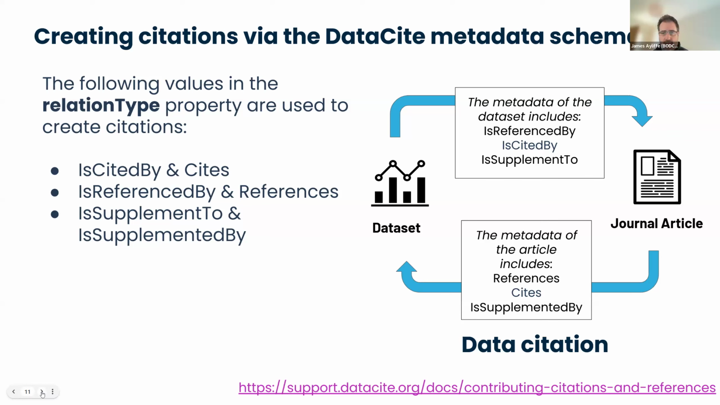So if you have a data set, the metadata of the data set includes is referenced by, is cited by, is supplement to, and that's linked to a journal article. Or the metadata of the article includes references, cites, is supplemented by, and that goes into the data set. Journals typically have limitations on the numbers, and the complex citation object is trying to help address some of those concerns as well.